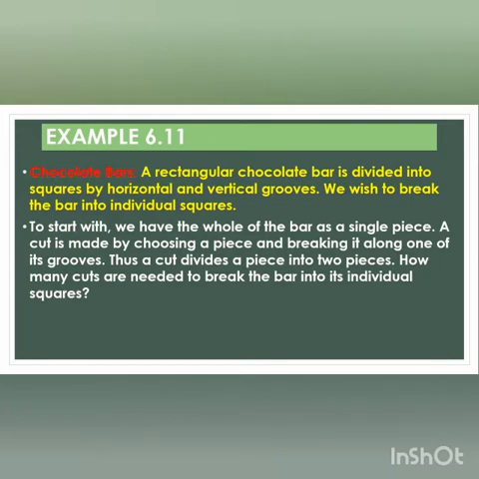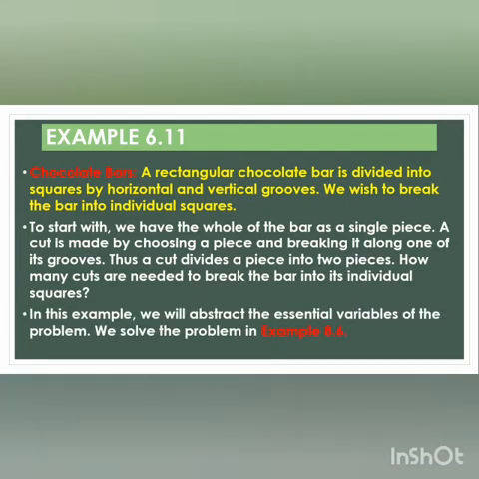A cut is made by dividing a chocolate bar into two pieces. Again, we will make another cut. Likewise, several cuts have to be made to make several pieces. While we are doing this, we will get individual squares. Here, the problem is a rectangular chocolate bar divided into squares by horizontal and vertical grooves, and we wish to break the bar into individual squares. We will discuss the solution to this problem in chapter 8.